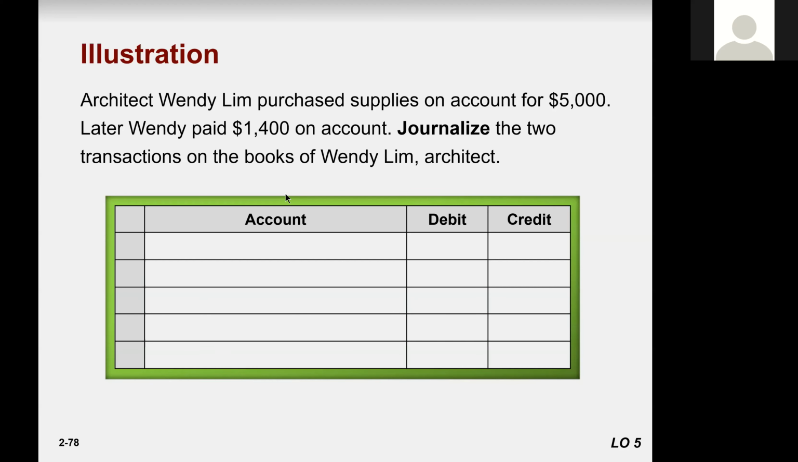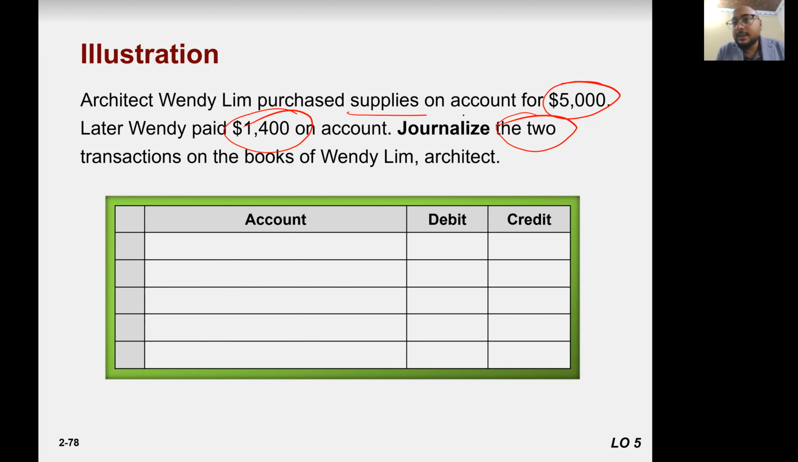Architect Wendy Lin purchased supplies on account, 5,000. Later Wendy paid 1,400 on account. So they are saying that you need to generate two entries. First of all, they purchased supplies on account. Supplies is an asset, so supplies increase, and accounts payable also increase. What is the entry?